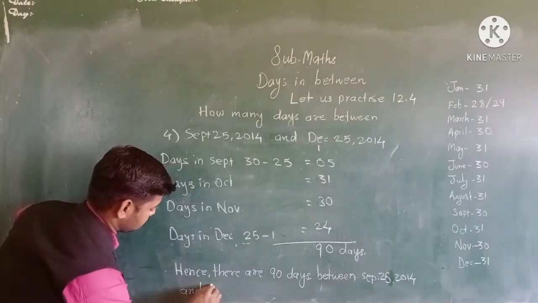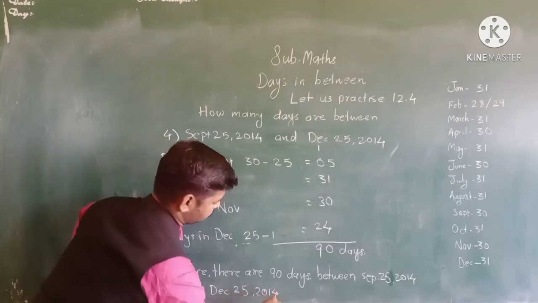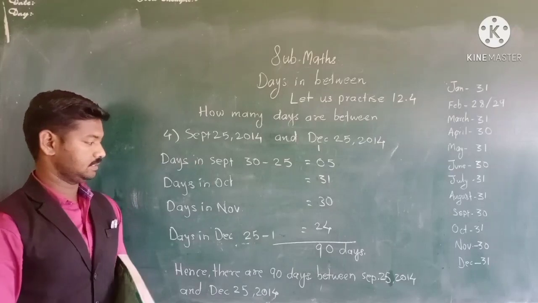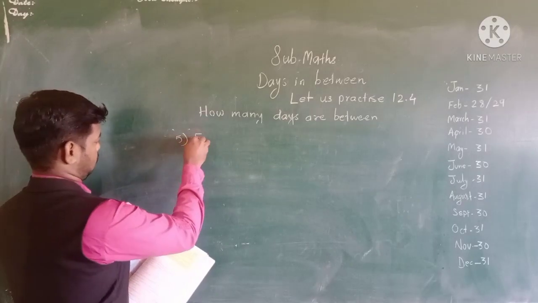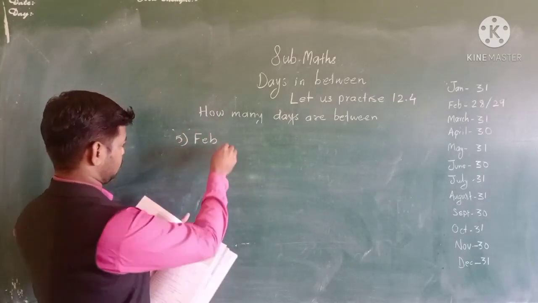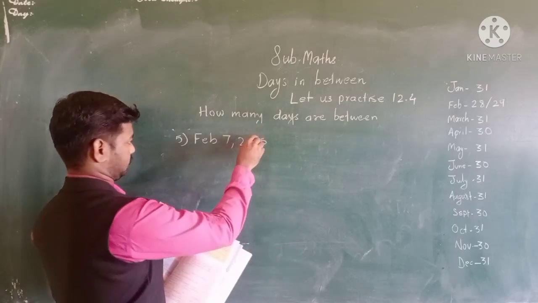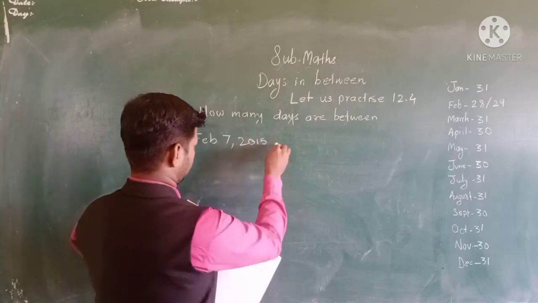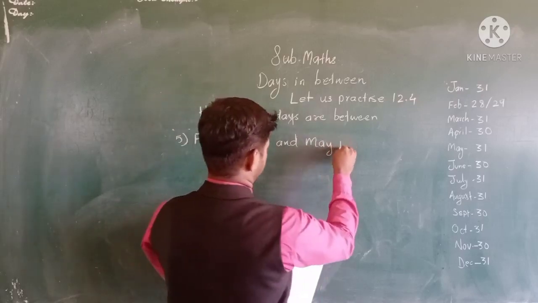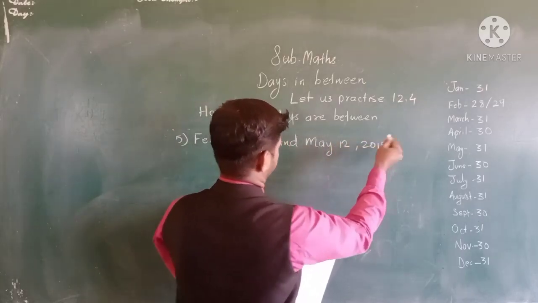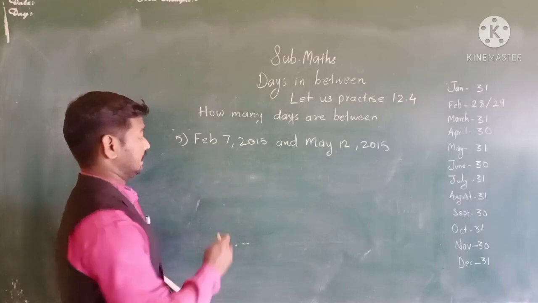And December 25, 2014. Okay, right. Then number 5, February 7, 2015. And May 12, 2015. Okay. Now you will see here in this question, the February month is involved.